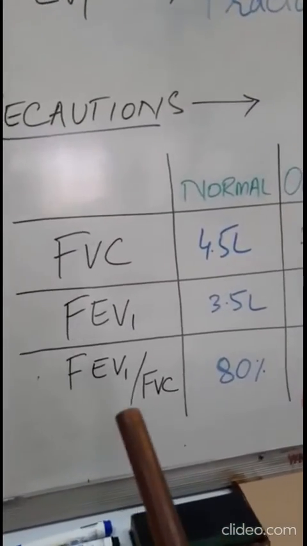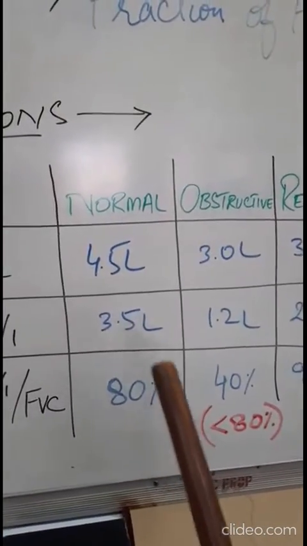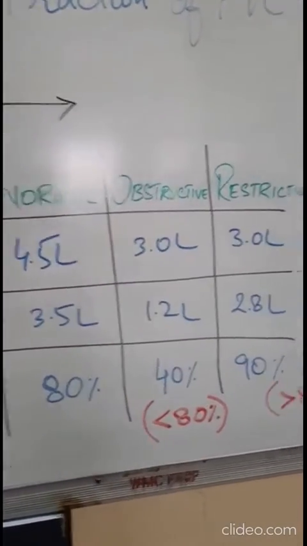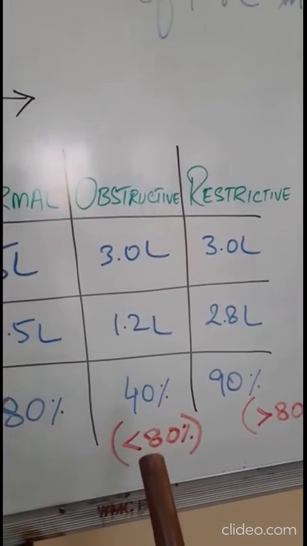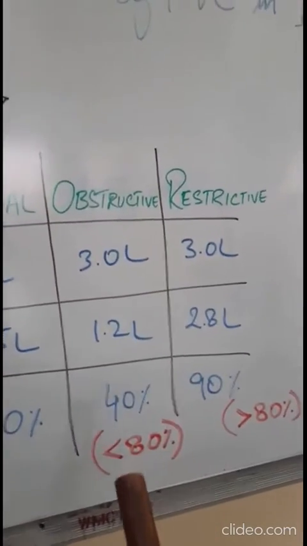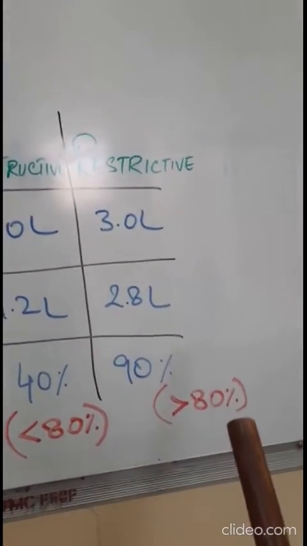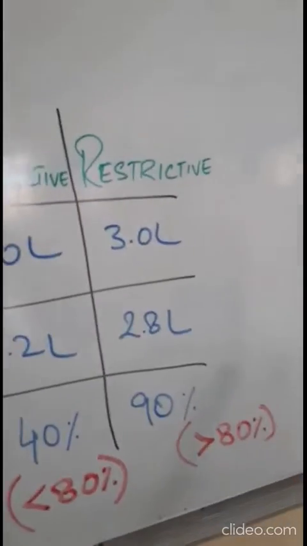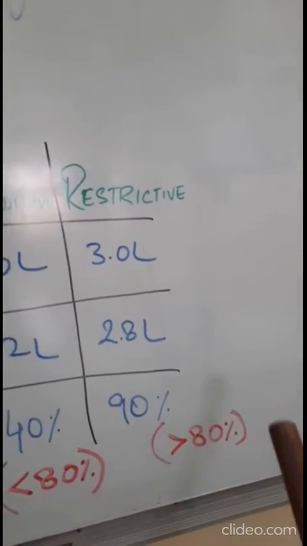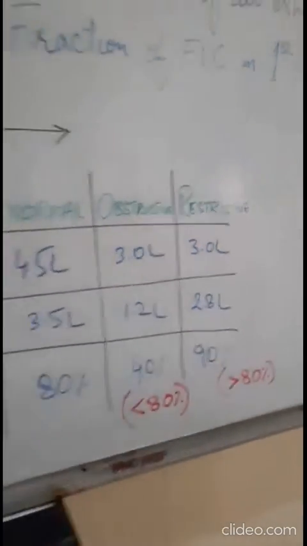If the ratio which is obtained is 80%, the subject is normal. If the value comes less than 80%, it means that the subject has an obstructive disease. And if the subject has restrictive disease, the value of the FEV1 over FVC ratio will be more than 80%.